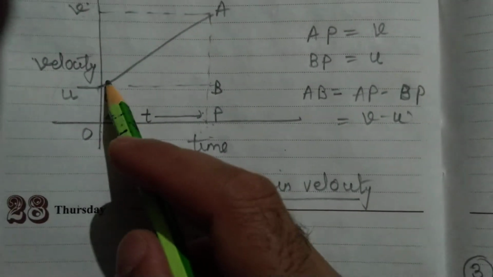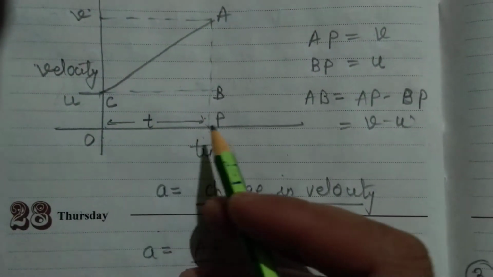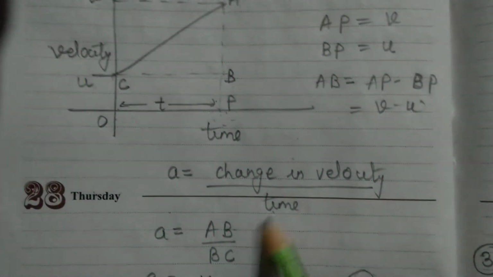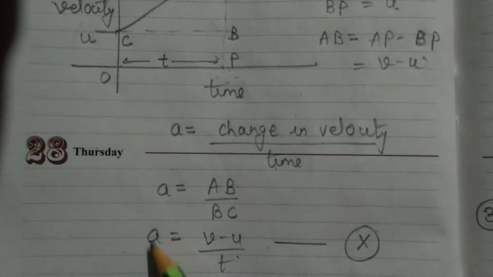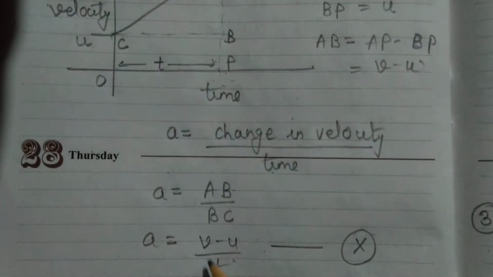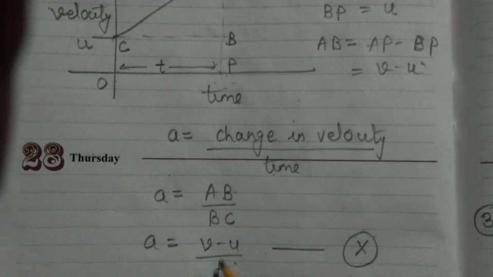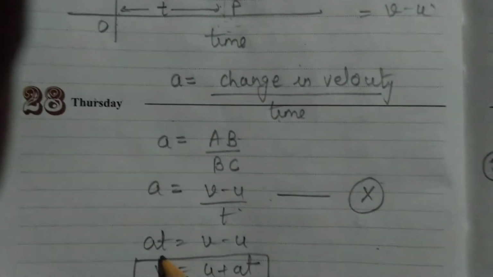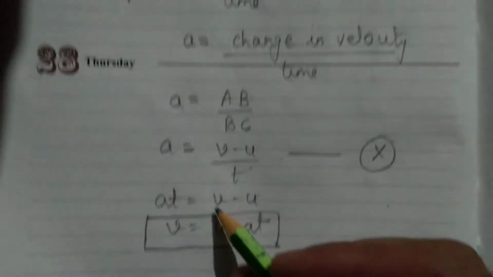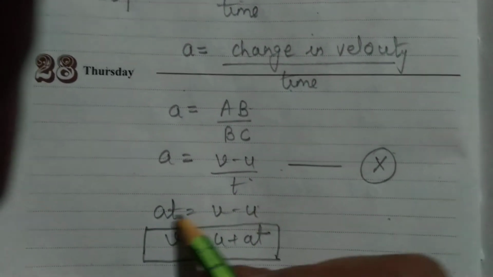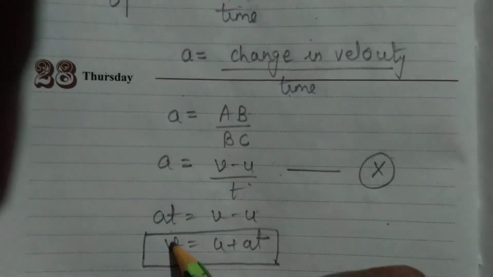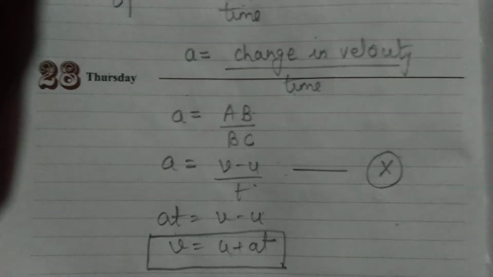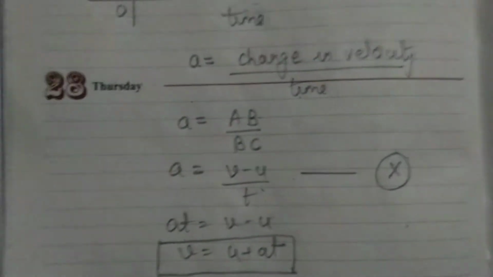And time is from this point to this point, or we can say it is from this point to this point. So time is BC. Now we will say A is equal to, we are putting the value of AB, that is V minus U, over BC, the time. If you rearrange it, you will get AT on this side and V minus U on this side. On rearranging, or we can say if we send U on this side, we will get V = U + AT. So this is the first equation of motion.